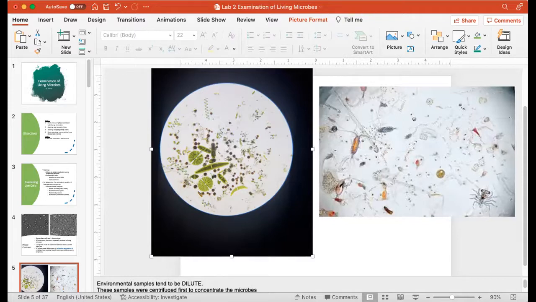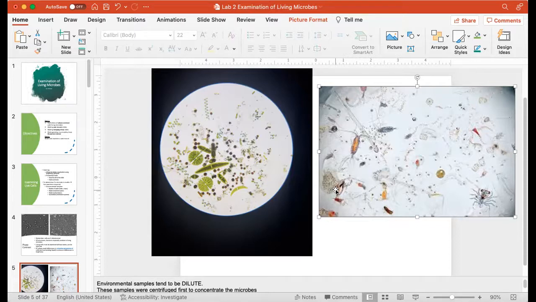Normally, we expect environmental samples, water samples primarily, to be quite dilute. We don't expect to see very many cells per drop of water. So the fact that you can see lots and lots of different cells here tells you that this sample was put into the centrifuge in order to gather all the little bugs and bits together so we could look at them.